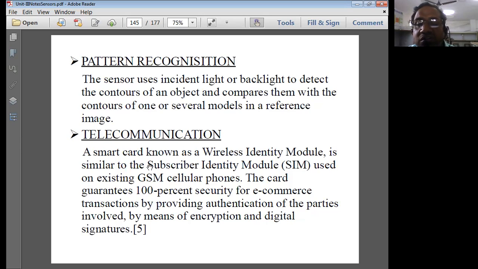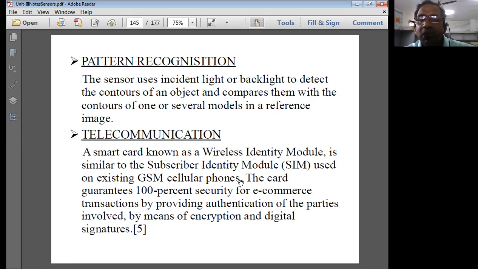The next one is pattern recognition, that means image processing. We use pattern recognition in telecommunications. Nowadays we're using SIM cards, called subscriber identity module. In technological terms, we call it a wireless identity module. On the customer side, we call it a subscriber identity module, normally used in GSM mobiles. This card guarantees 100% security for e-commerce applications, that is, banking applications and anything related to e-business. It provides a better means for encryption and decryption of the data.